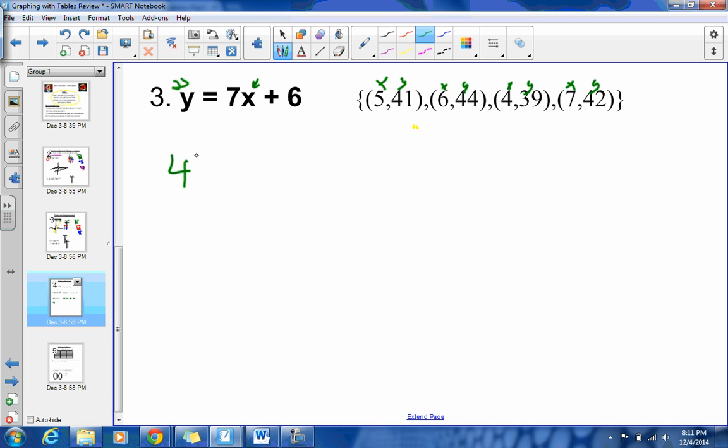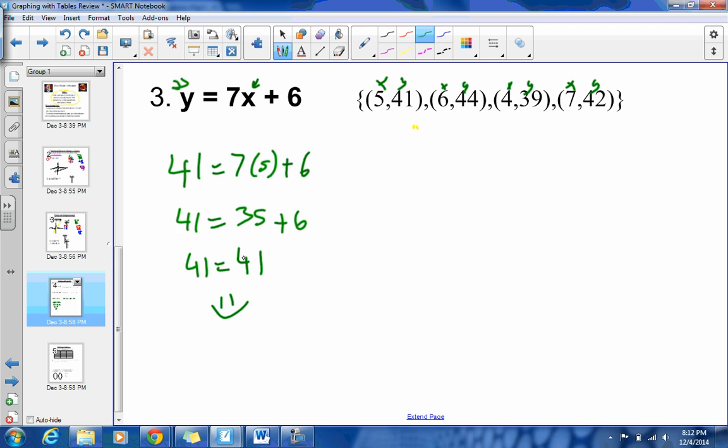So 41 equals 7 times 5 plus 6. And what we have to do then is just solve it. Simplify everything that you have there to figure out what is set equal to each other. So it'd be 41 equals 7 times 5, which is 35, plus 6. And then 41 equals 35 plus 6, which is 41. And that's a good thing. That means that this one is true. So that's part of our solution set. So we'll circle that one.